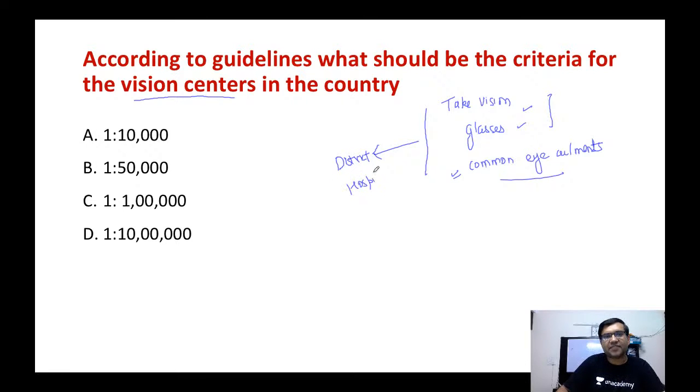This is the basic funda of the upgraded community health centers. So this is the basic funda of the vision centers. So what is the guideline for the vision centers in the country? This is per population. There should be at least one vision center in every 50,000 population.